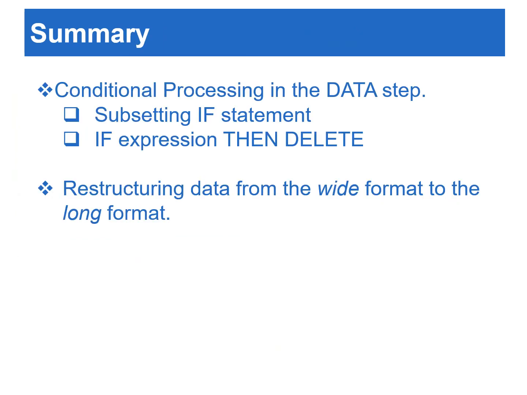Now, let's review what we've learned from this video. In this video, we learned how to process data conditionally, in the data step. Conditional processing allows us to create a dataset, by selecting observations from an input data. We can either select observations by using the subsetting if statement, or combining the if-then statement with the delete statement. We also learned how to restructure data from the wide format to the long format, by utilizing multiple if-then statements, with output statements.